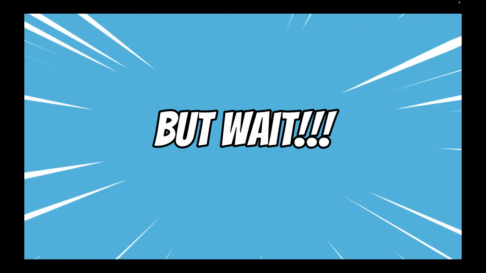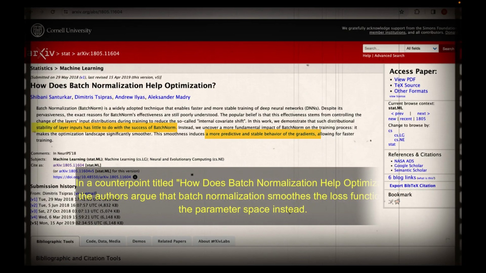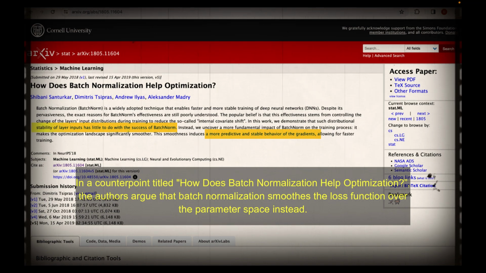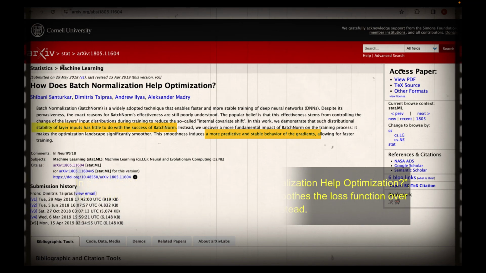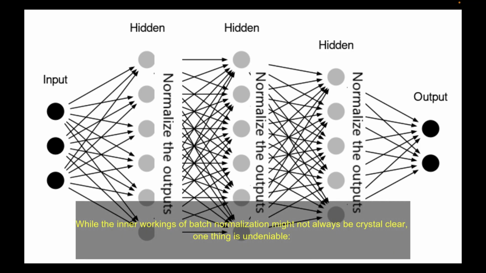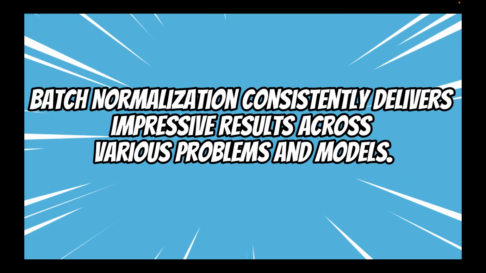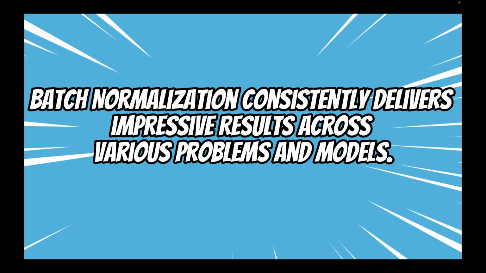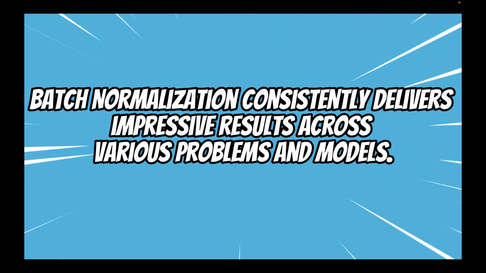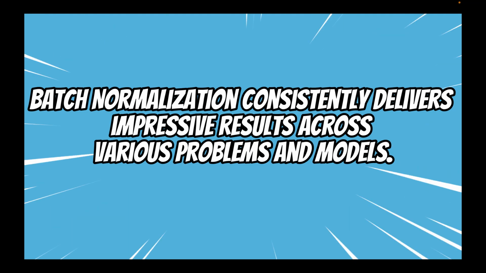Not everyone agrees on this explanation. Now in this counter paper by Santurkar and team, the authors argue that batch normalization smoothens the loss function over the parameter space instead. While the inner workings of batch normalization might not always be crystal clear, one thing is undeniable. Batch normalization consistently delivers impressive results across various problems and models.